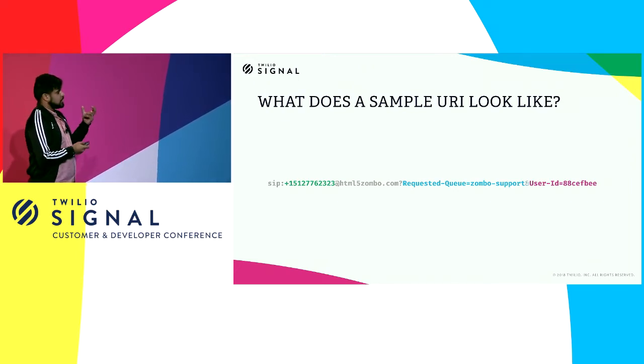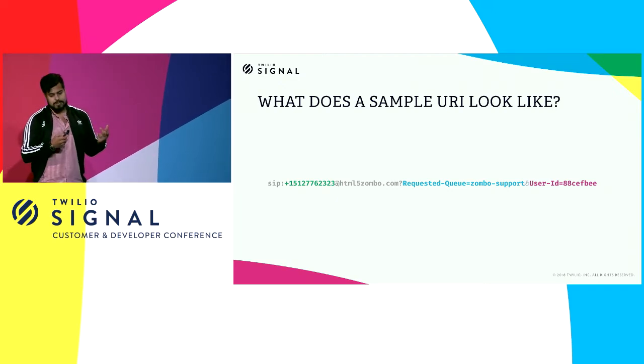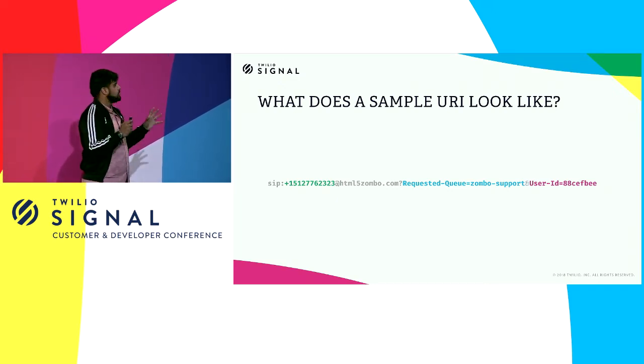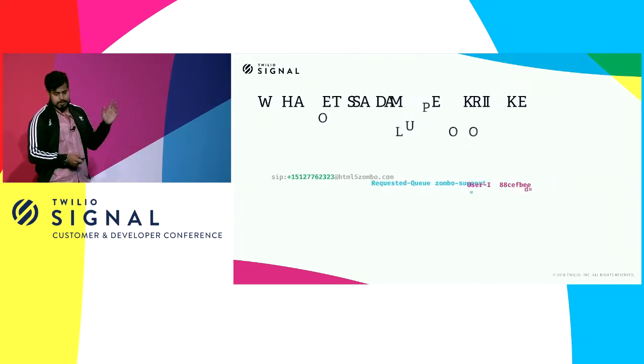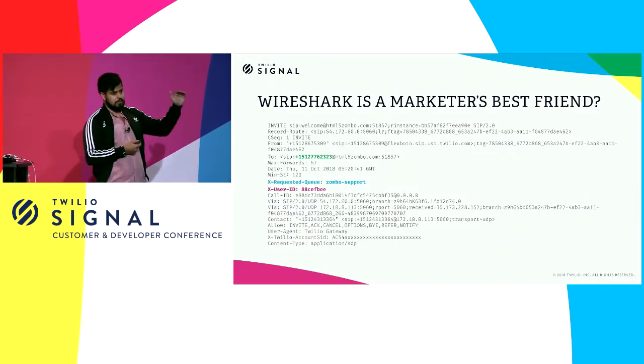In here, I've included 2 parameters into this, the requested queue and the user ID as part of this. And if you actually looked at this in Wireshark, which I did, this is what the actual SIP invite's going to look like. Those same headers that you saw previous to this get added on as a set of X headers there with that information.